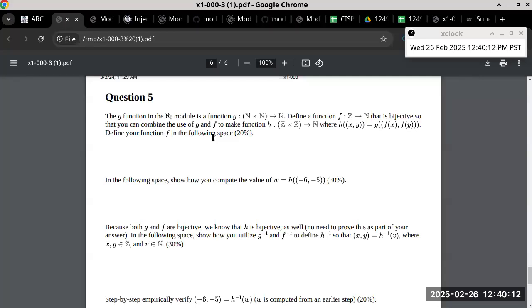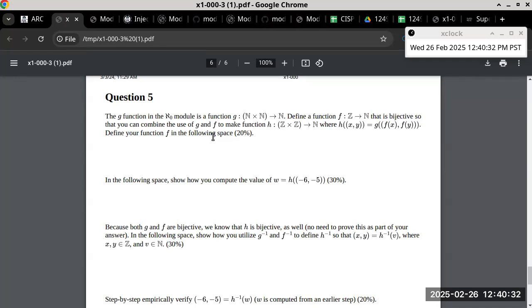Okay, so it starts out with the G function in the Aleph-null module is a function, and so on. So it describes what that function is. It is a function that uses the Cartesian product of natural numbers as the domain, and it maps it to the set of natural numbers. Okay, it's just a description of what it is.